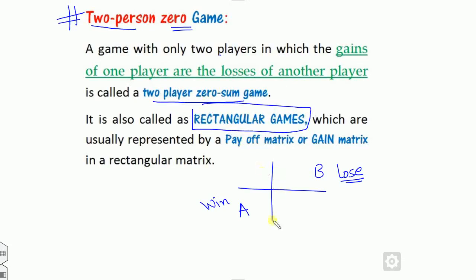Why do we call it a rectangular game? Because we have to represent it in the form of a rectangle. Once we have represented it in a rectangle, the information we have presented in terms of the choices of A and B is called the payoff matrix, or the gain matrix. Both mean the same thing: the payoff matrix or the gain matrix.